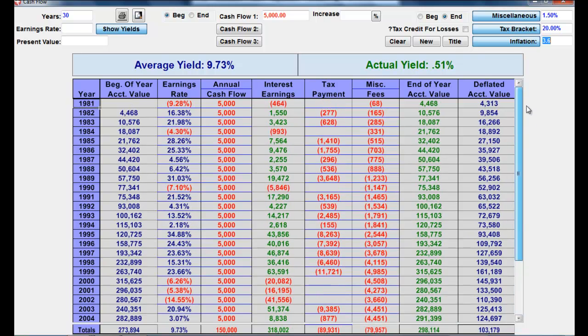So looking at the stock market having 23 of 30 winning years, 16 of which are double digits. Look at the mid-90s, for heaven's sakes. 34, 24, 23, 15, 23, but yet you wind up with an actual yield of 0.51. Hopefully this allows you to look at the stock market a little bit differently. That's all for today.